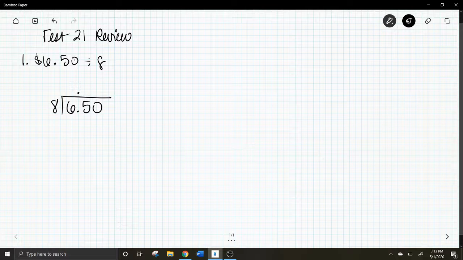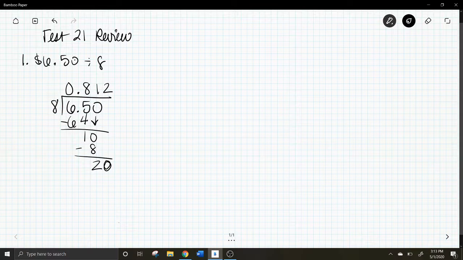So 8 doesn't go into 6, we'll put a little 0 there. 8 goes into 65 8 times, so 8 times 8 is 64. We subtract and bring down our 0. 8 goes into 10 just once. 2, and remember, since we're after a decimal point, we can just carry down a 0 here. 8 goes into 20 twice.